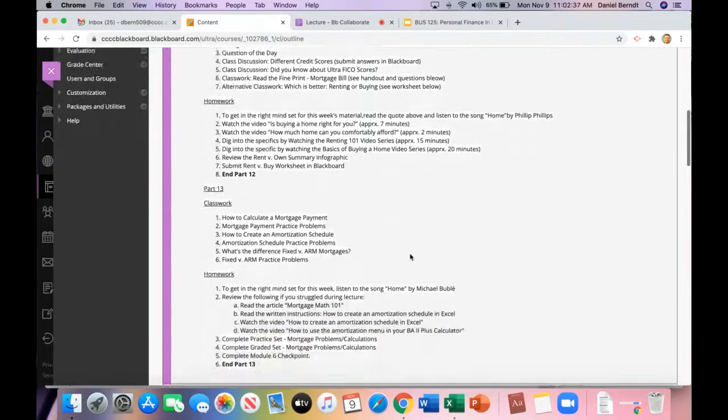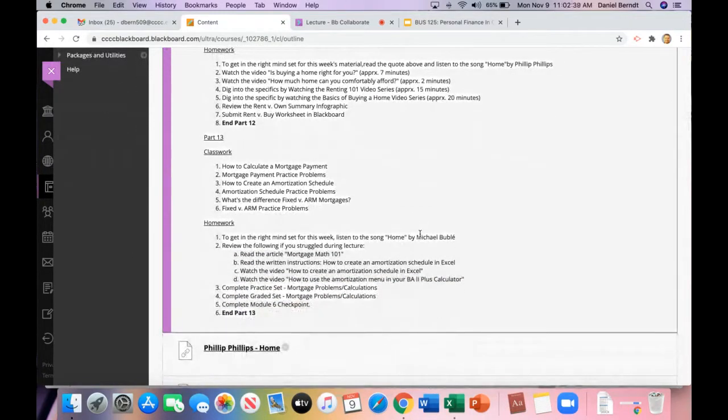To do that assignment this week, we're going to dig into the math side of this conversation. So we're going to learn how to calculate a mortgage payment using the time value of money. We're going to do a couple of practice problems just determining payment. Then we're going to look at how to calculate an amortization schedule, and then we might do a practice problem or two doing that.